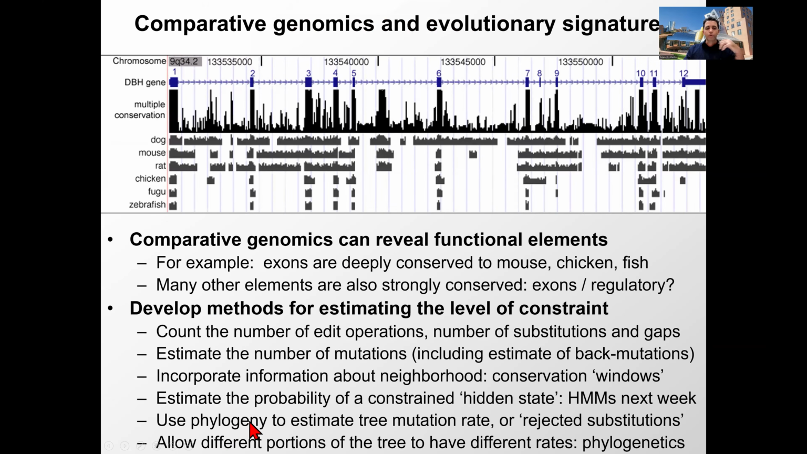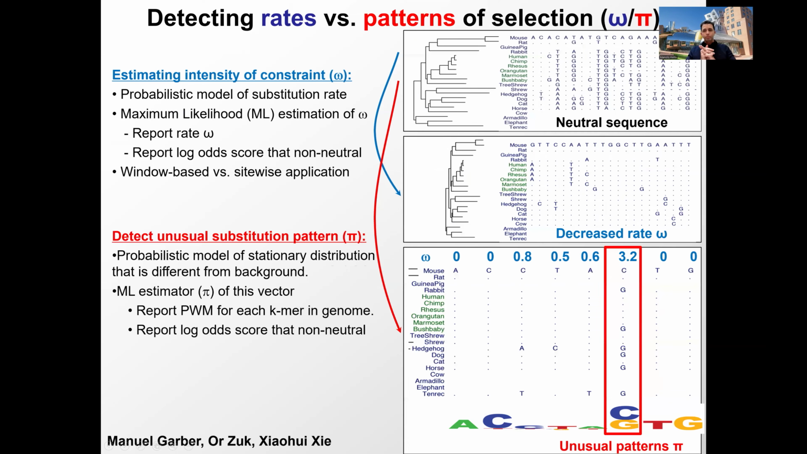I can also use the phylogeny, as we're going to see on Tuesday, to estimate the mutations not individually in a column, but based on the tree, based on every single divergence event. And we can also allow different portions of the tree to have different rates, which we're going to look at in phylogenomics on Thursday, okay?